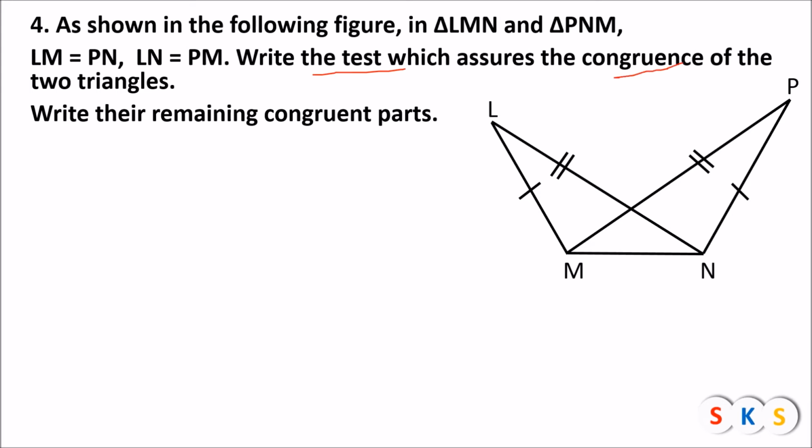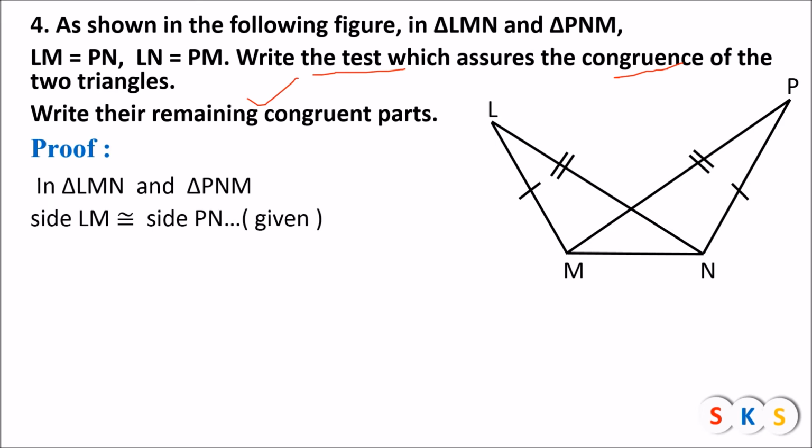In triangle LMN and triangle PNM, side LM is congruent to side PN, because they have the same kind of mark, it's given. And side LN is congruent to side PM, this side is congruent to this side, it's given.